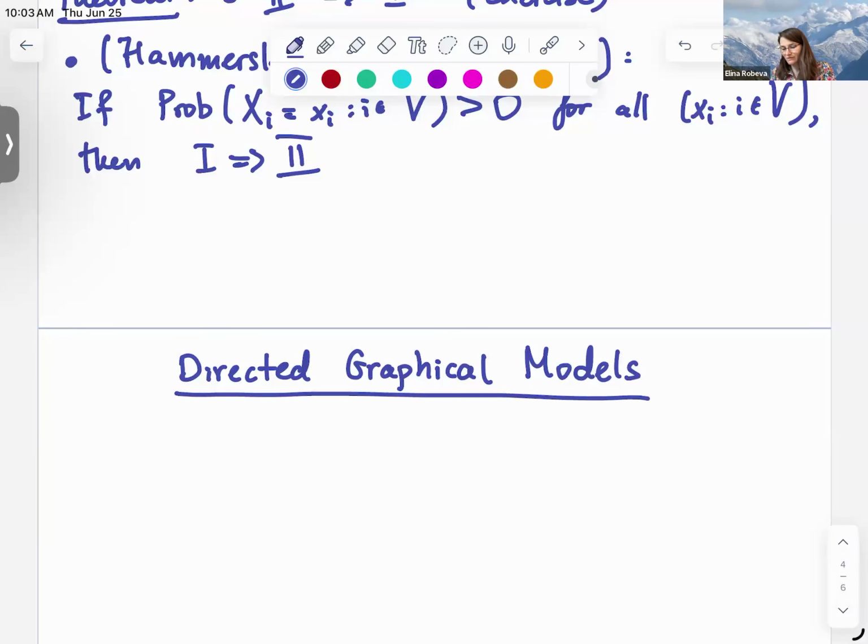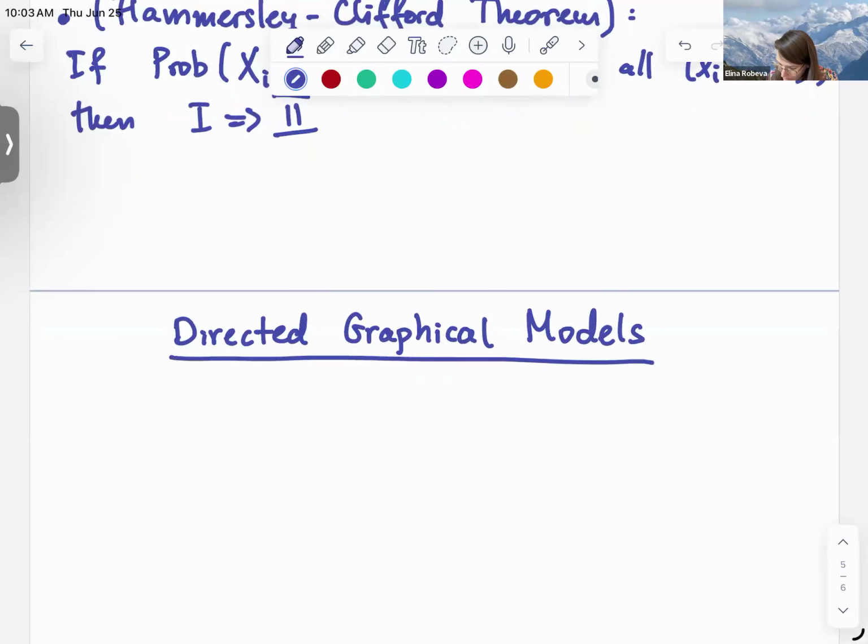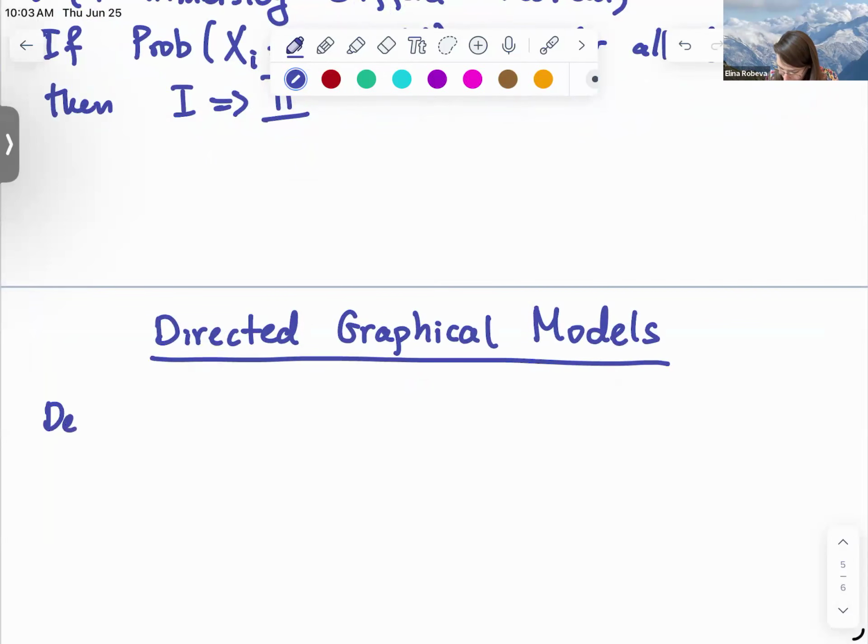So directed graphical models are similar, but they use directed graphs. And the whole point is that they depict causal relationships, so that something causes something else.